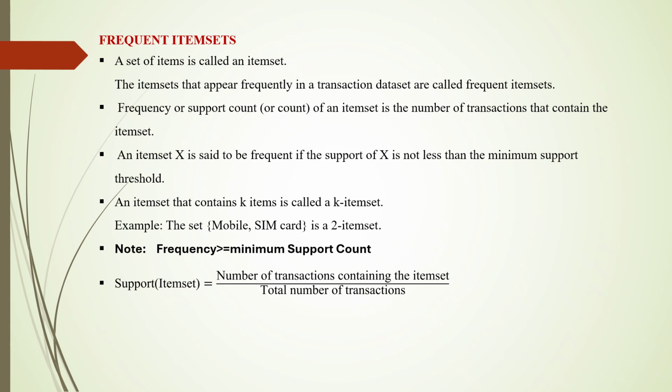An item set that contains k items is called a k item set. For example, the set consists of mobile and SIM card. Two items are present in the set, so it is a two item set. Frequency greater than or equal to minimum support count, and support is equal to the number of transactions containing the item set divided by the total number of transactions. For example, out of 200 transactions, 10 transactions contain the item set, so 10 divided by 200. These two are the most important formulas in frequent item sets.